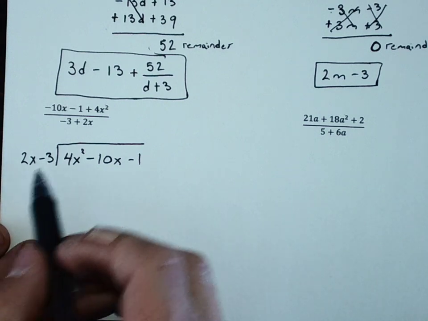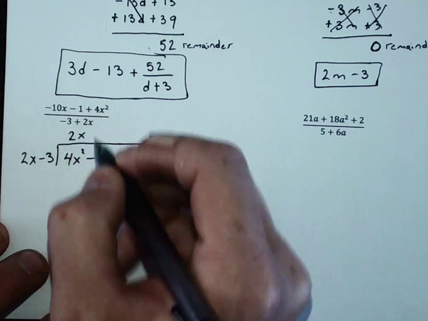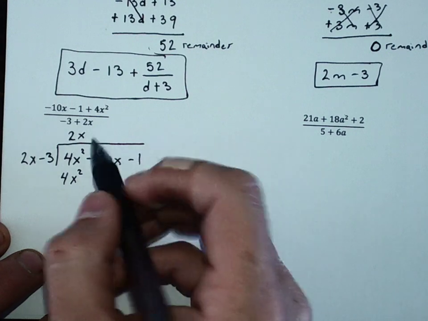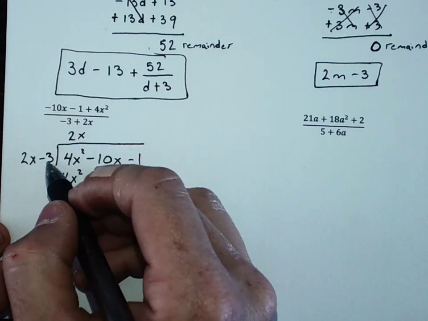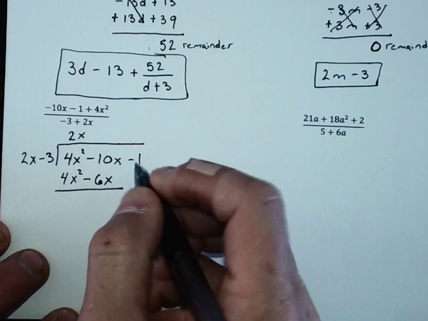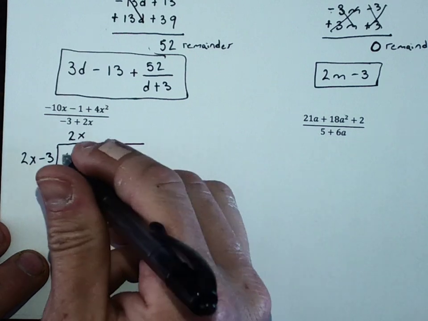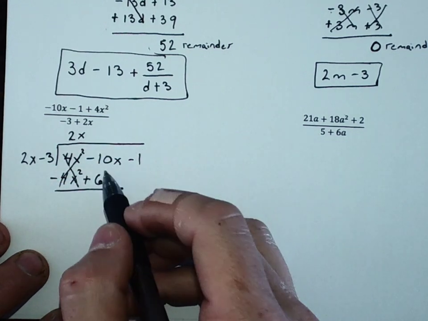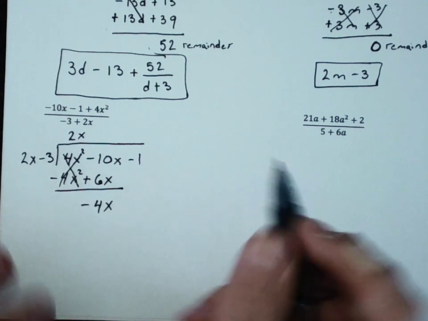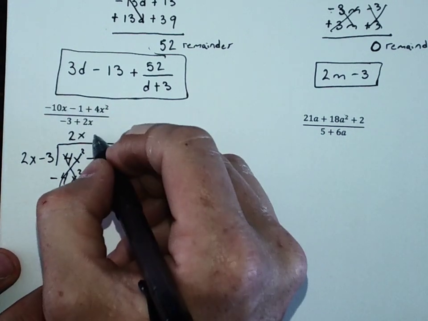So 2x, what do I multiply 2x by to get 4x squared? The answer is 2x. So 2x times 2x is 4x squared. And then you take the 2x times negative 3, which is negative 6x. I subtract both of these. This goes to 0 as it should. Negative 10x plus 6x is negative 4x. And then I ask myself the question, what do I multiply 2x by to get negative 4x? The answer is negative 2.